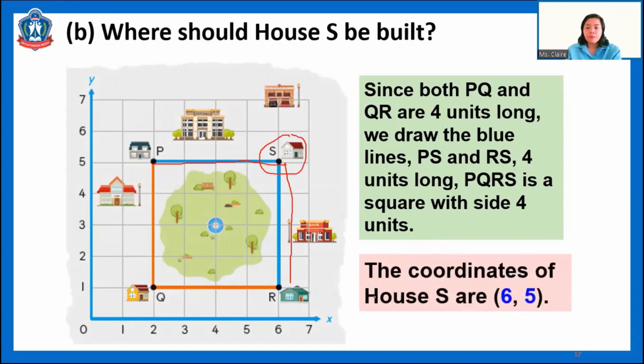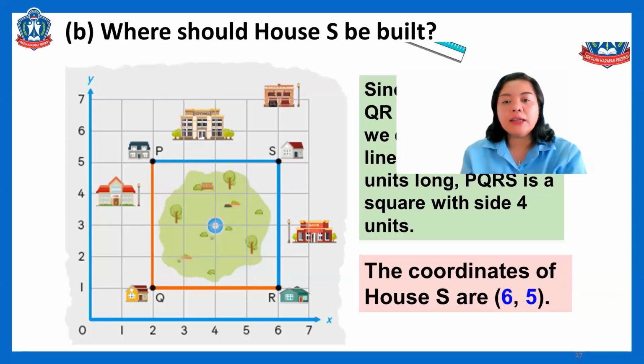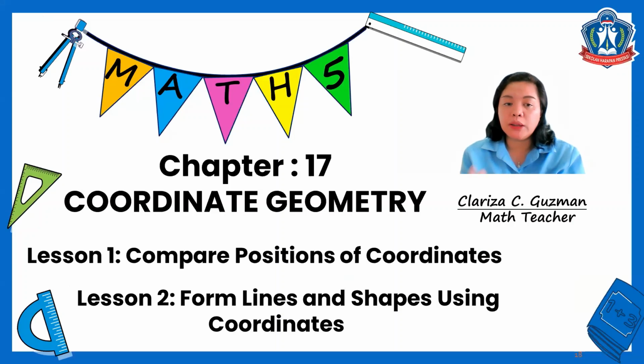Okay. So, what are the coordinates of house S? Take a look. The house S is 6 units or 6 squares away from the y-axis, right? And also, how many squares away from the x-axis? 1, 2, 3, 4, 5. Okay, so the coordinates of house S are 6, 5. Okay, P5, that's all about coordinate geometry.